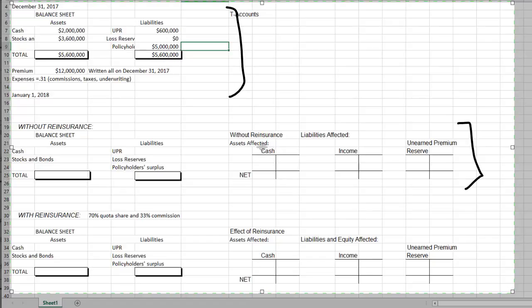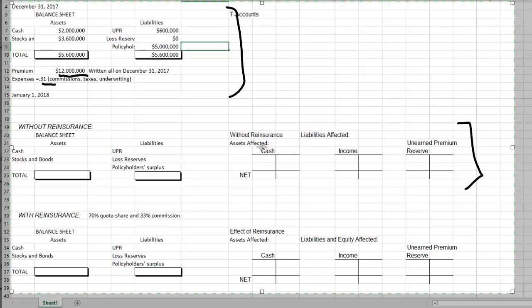And that's because really no time is going to be passing here. We're going to have $12 million of premium written all on December 31st, 2017 with a 31% expense ratio here. And all of that's going to happen in one day. So we're going to assume that really no time has passed, and so there's no time to accrue a loss reserve. So we're really just looking at the impact on cash, unearned premium reserves, and policyholder surplus. Again, we have $12 million of premium written. So let's look at the impact of just that occurring.